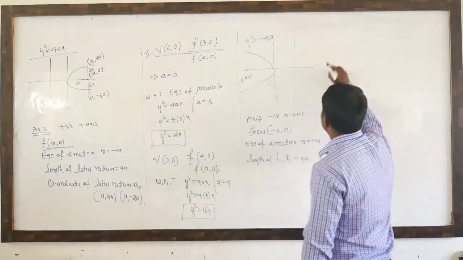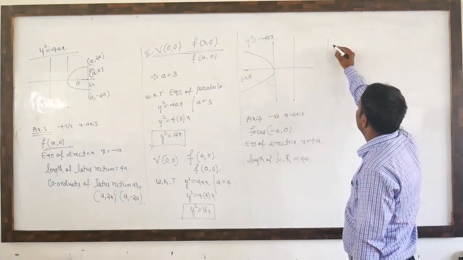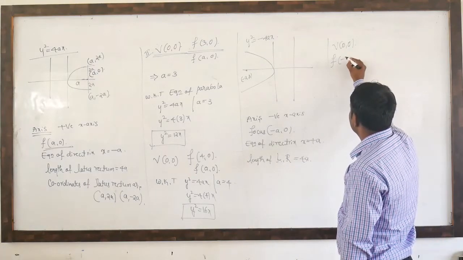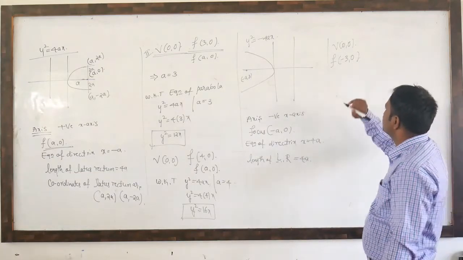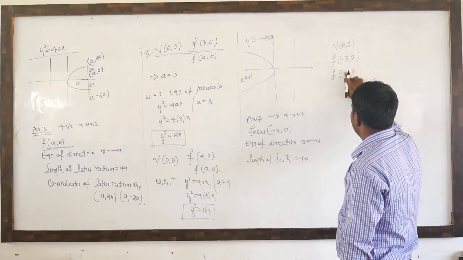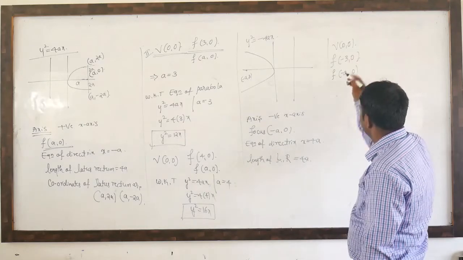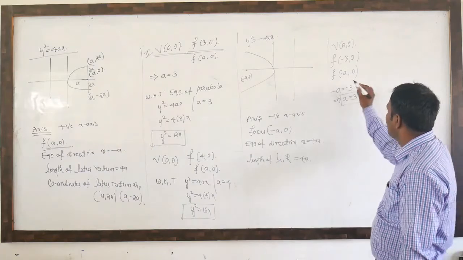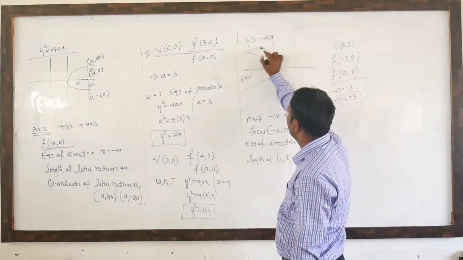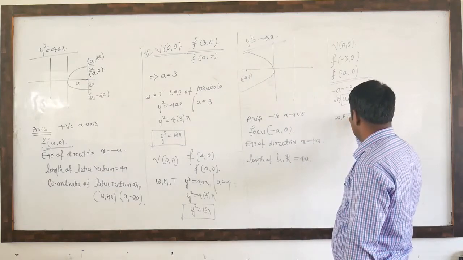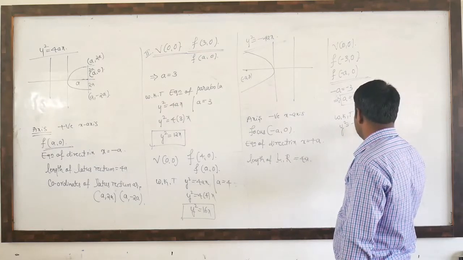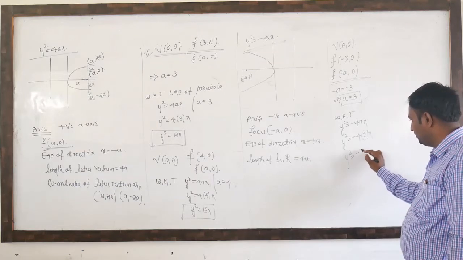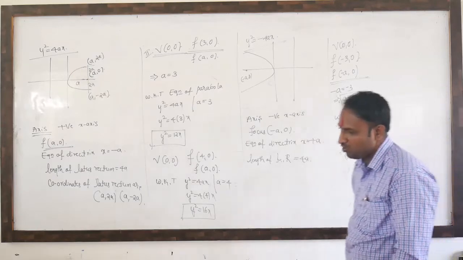For this one, find the equation of the parabola: vertex P of 0 comma 0 and focus point F of minus 3 comma 0. Observing the focus point F of minus 3 comma 0 compared with minus a comma 0, minus a is equal to minus 3, definitely a is equal to 3. Here the focus point is minus a comma 0, so the equation of the parabola is y square is equal to minus 4ax. Here y square is equal to minus 4 into 3 into x, y square is equal to minus 12x. This is the equation of the parabola.